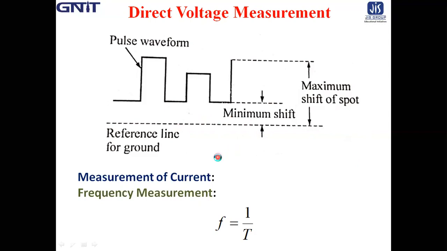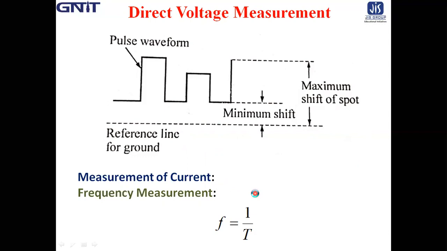Now, how can you measure the current? To measure a current, it is passed through a known resistance to produce a voltage across it, which is then measured by the CRO. Now, how can you do frequency measurement?